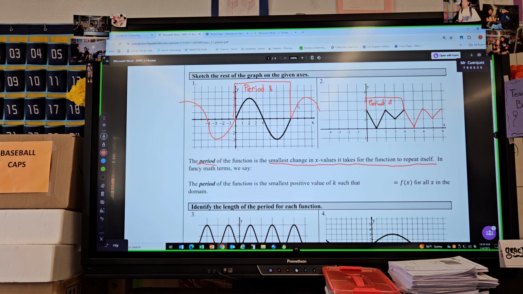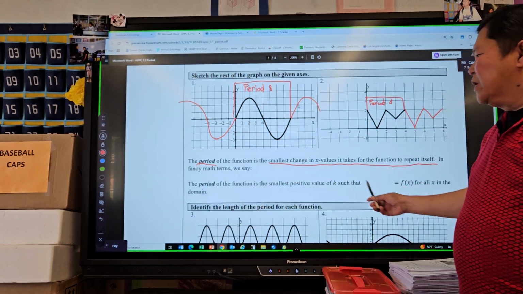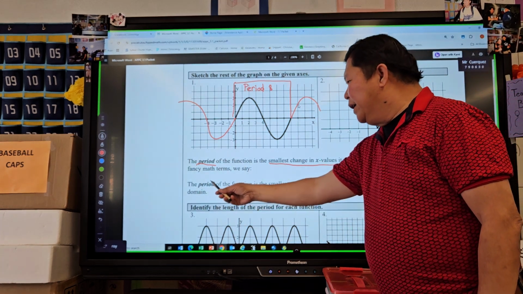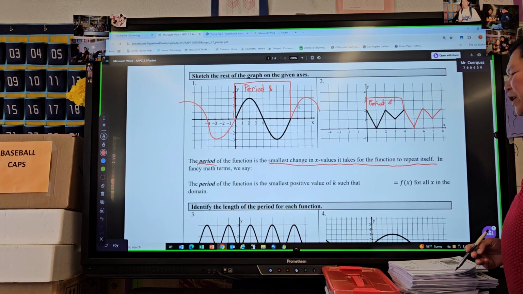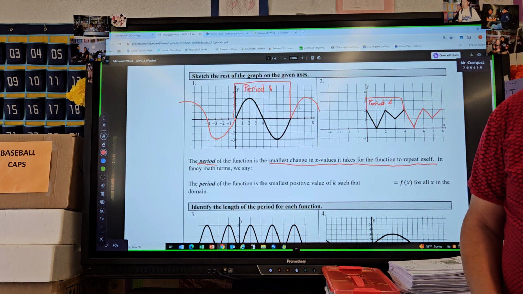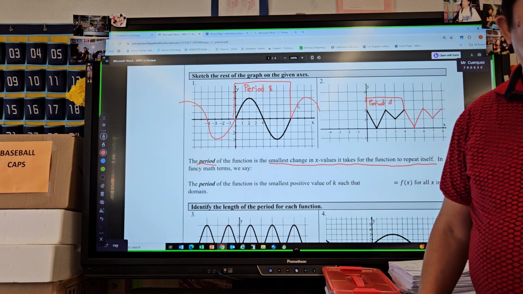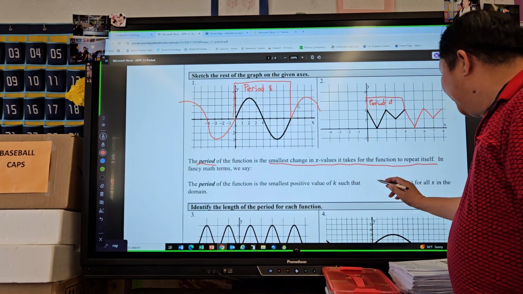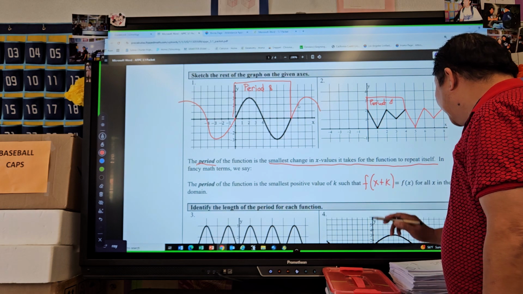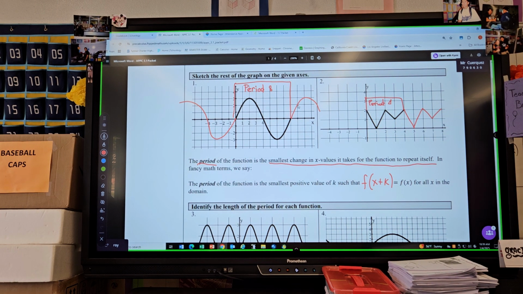So that's the cycle. So the period of the function is the smallest change in x values it takes for the function to repeat itself. In fancy math terms, we say the period of the function is the smallest positive value of k such that f of x plus k is equal to f of x for all x in the domain.